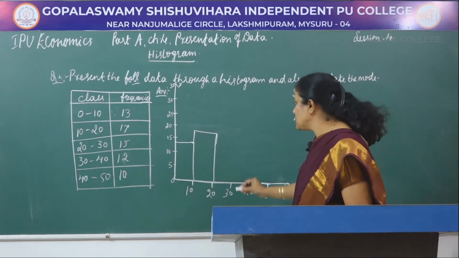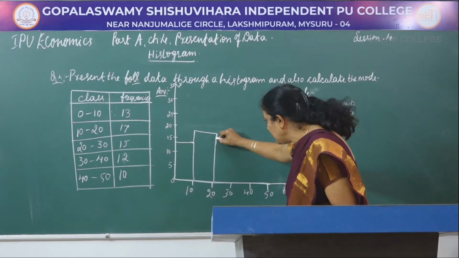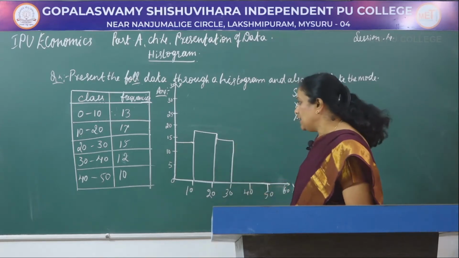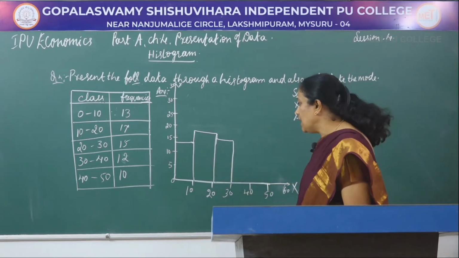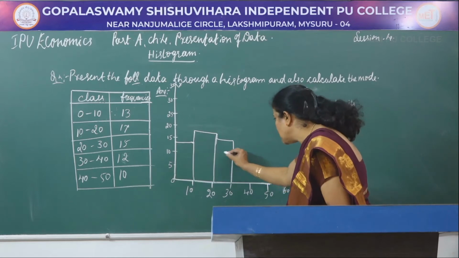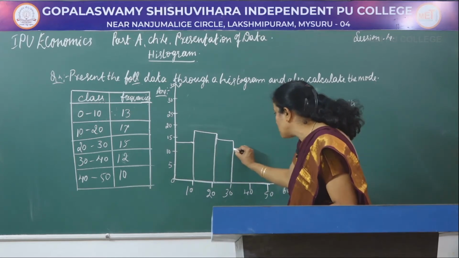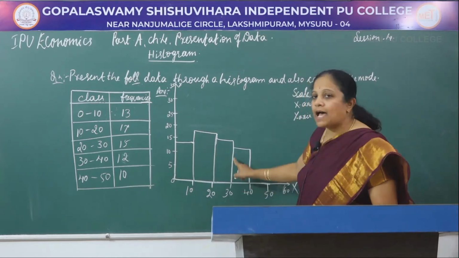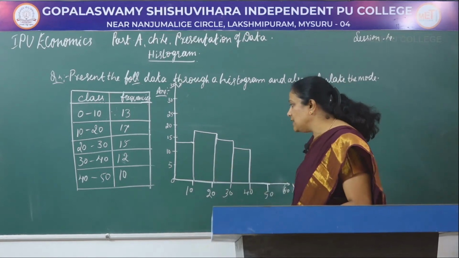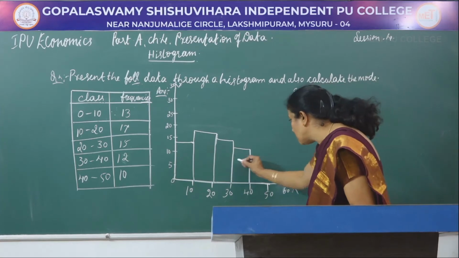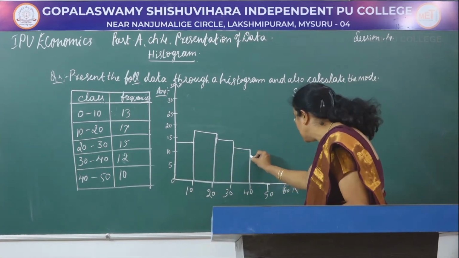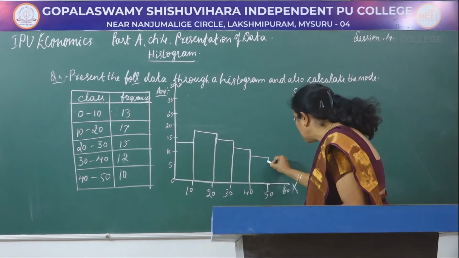The next one is 15, exactly here, and we have marked 15 in between 20 to 30. The next one is 12, just above 10 we have 12, we will mark 12 as this. The last one is 40 to 50, and there we have the frequency of 10. So 10 is here and it is marked here.